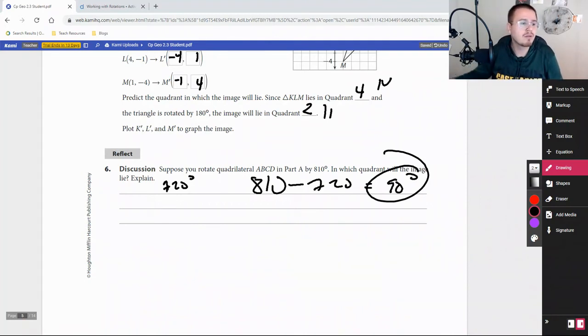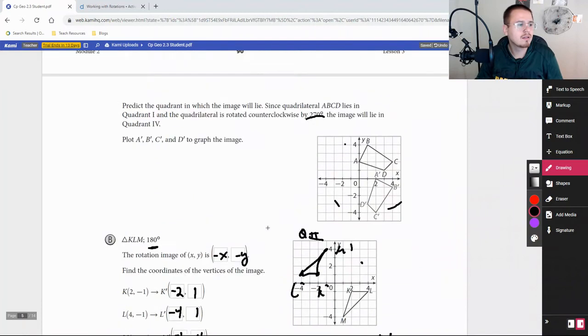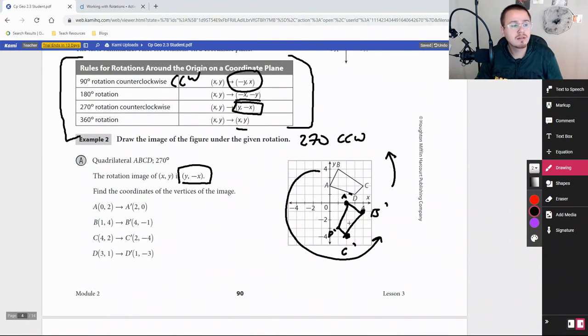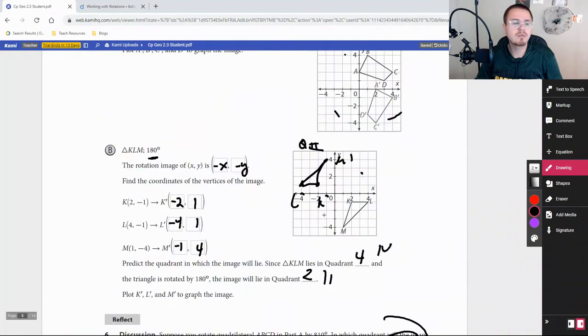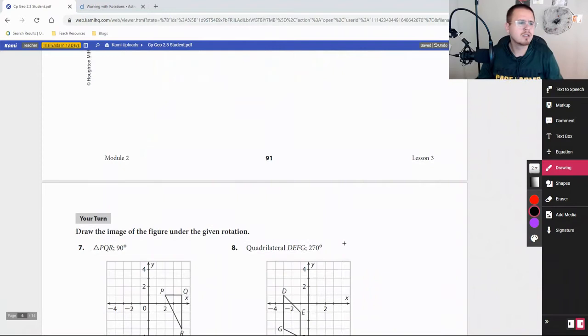So in part A, where's part A? So here, if we went 90 degrees, we'd end up in quadrant 2. We'd end up over here. So just use your brain, guys. Big brain energy. All right, let's keep rolling.